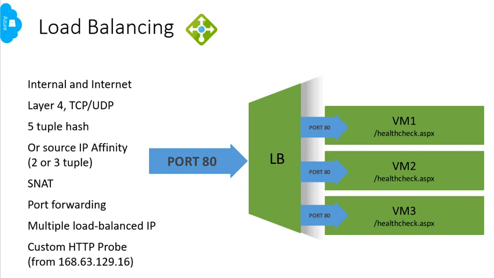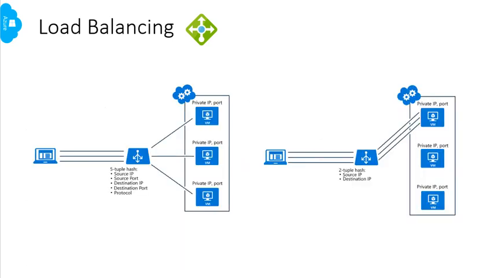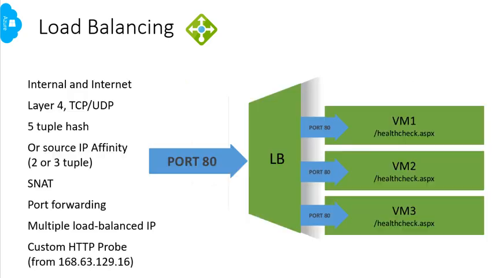We have layer 4, TCP, UDP, and 5-tuple hash resources, SNAT, port forwarding, multiple load balancing, custom HTTP, and you can see the IP from 168.16, port 80 to the load balancer, and the load balancer basically will channel it back to my VMs, health check, and so on. This is the Microsoft internal load balancer, which you can see with most of the services. How that will work basically, we covered earlier, before I move on, sorry.